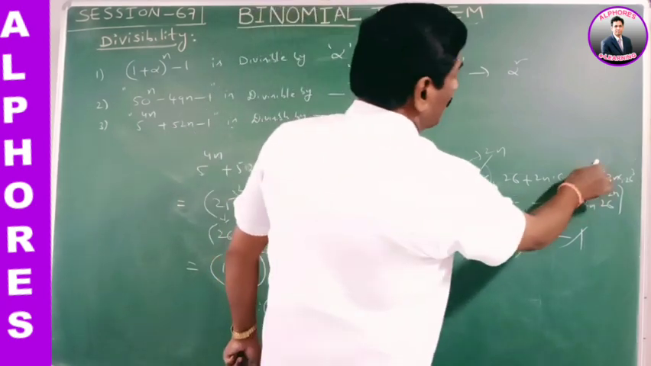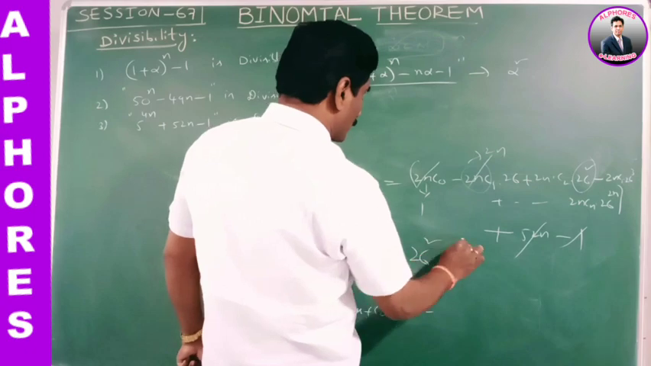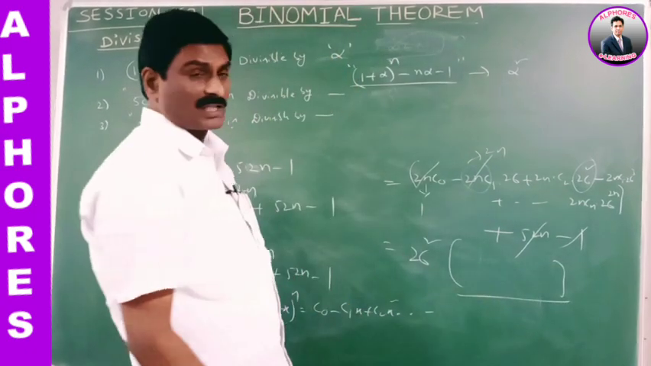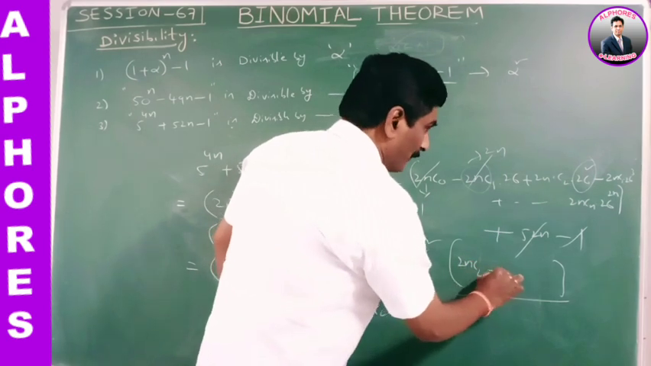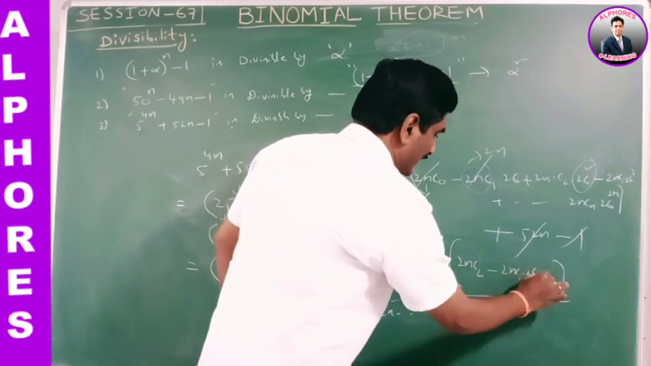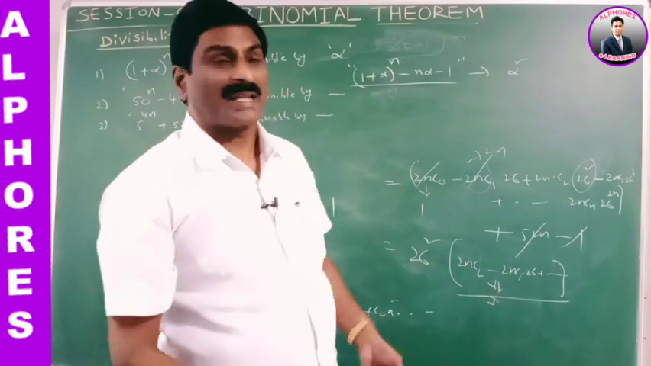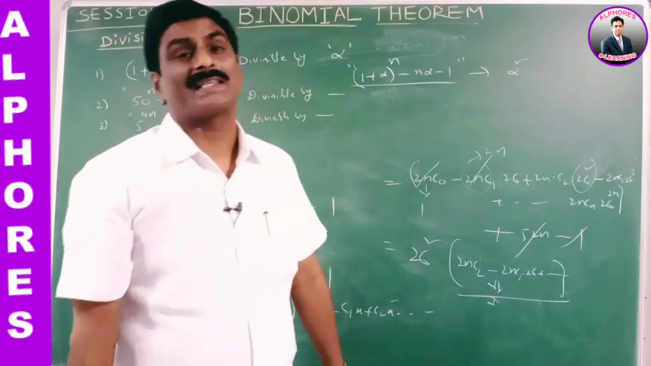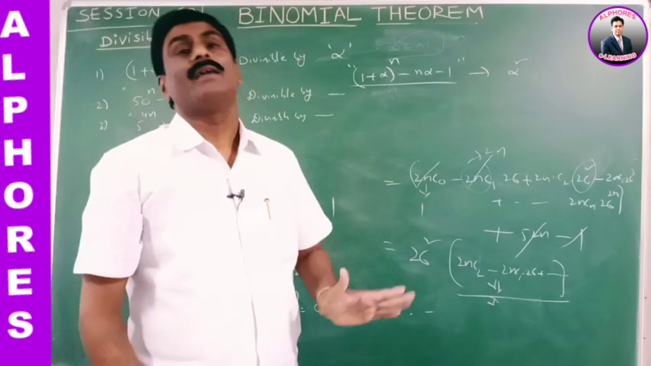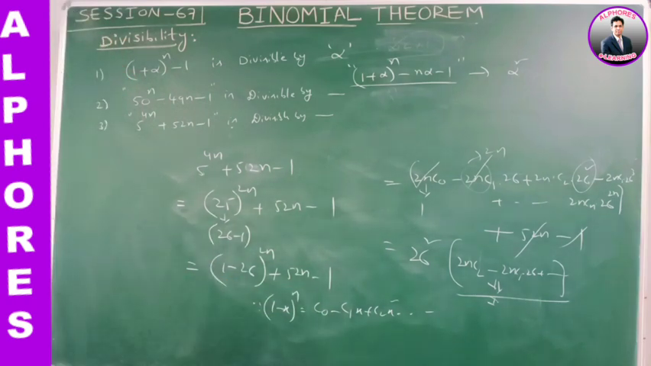Next, what is the common term? 26 whole square, 26 whole cube, so on. The common term is 26 whole square into some integer. Please observe this value. 26 whole square into 2n c2 minus 2n c3 into 26 plus so on. It is an integer. 26 whole square into integer means this number is always divisible by 26 whole square. 26 square means 676. So this number is divisible by 676. Please note this value.